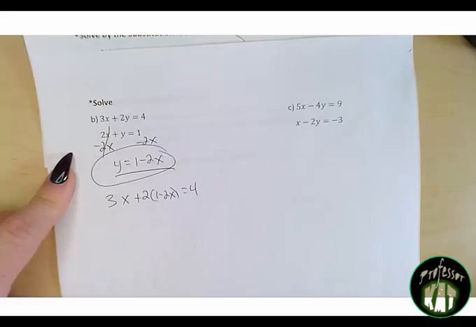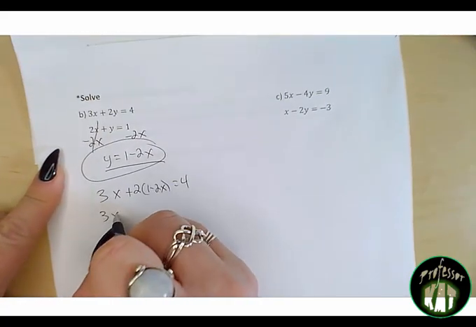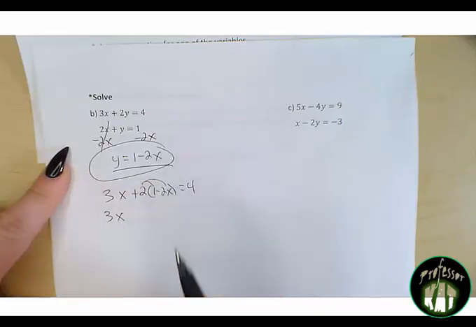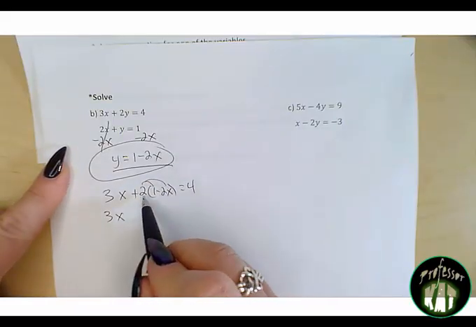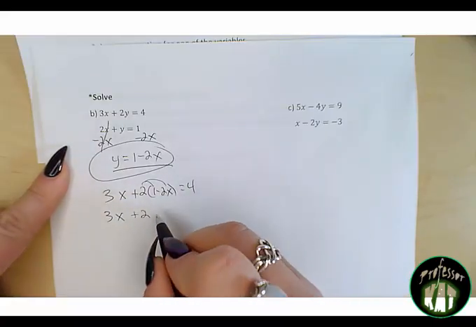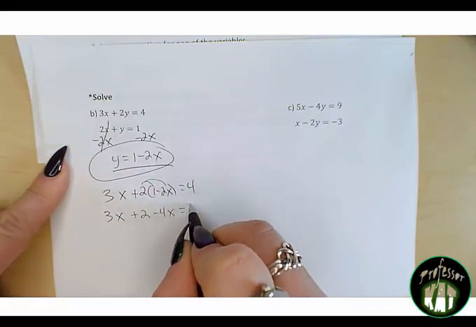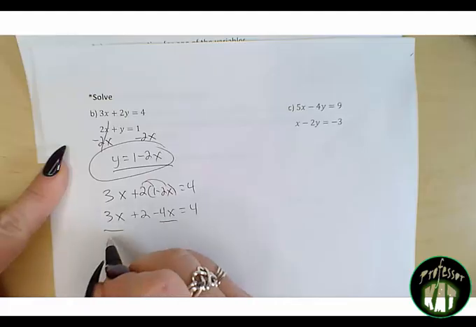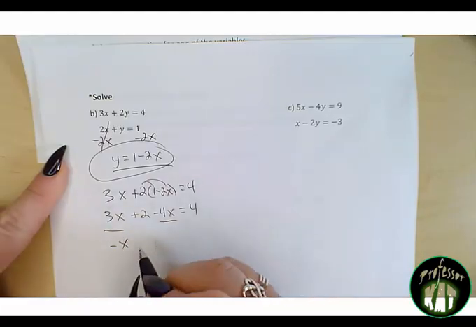Solve this equation. When we solve this equation, we want to clean up some of this here. So let's go ahead and distribute that 2. 2 times 1 is going to give us a 2. 2 times negative 2x is a minus 4x. Continue to simplify here. Let's combine some like terms. 3x minus 4x is negative x.